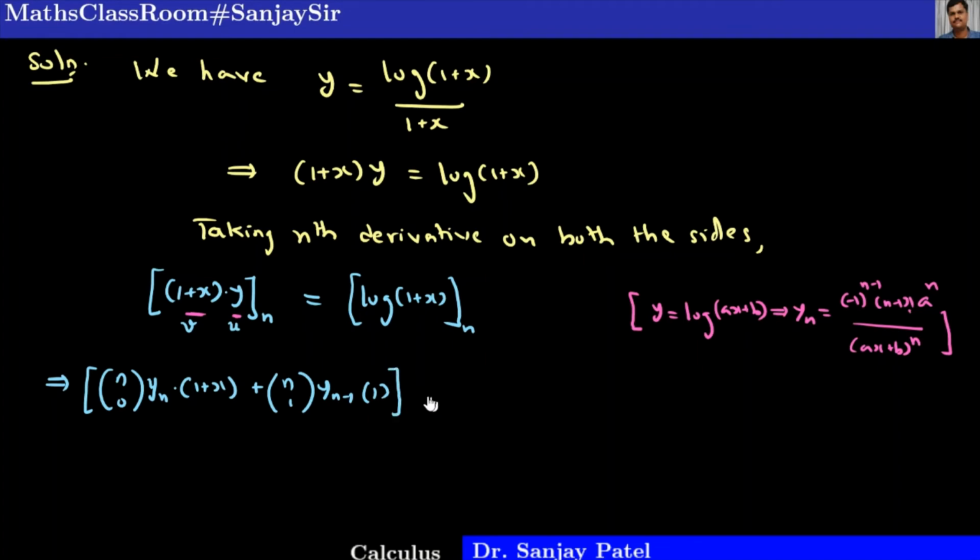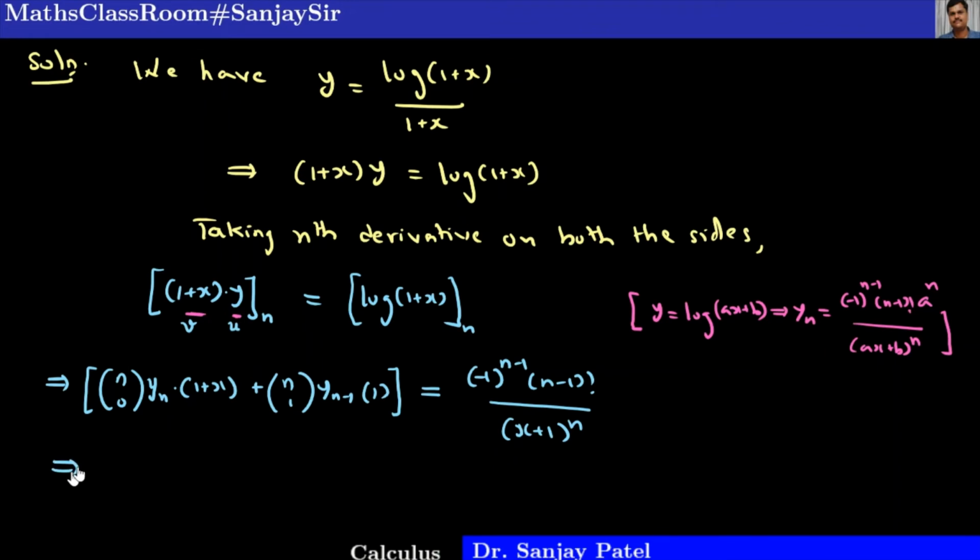So we stop here. On the right hand side, log of 1 plus x nth derivative is given by this formula. So we'll write here it is minus 1 raised to n minus 1, n minus 1 factorial, and a is equal to 1, so no need to write this, upon 1 plus x or x plus 1 raised to n. Okay.